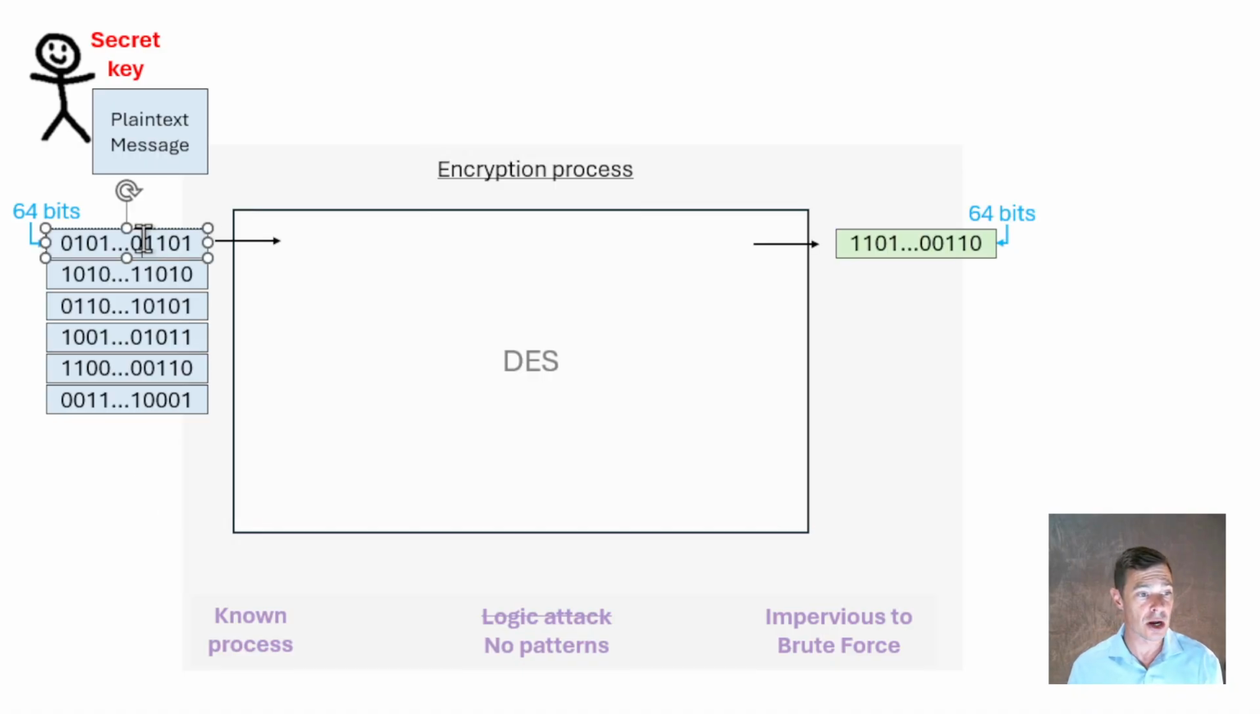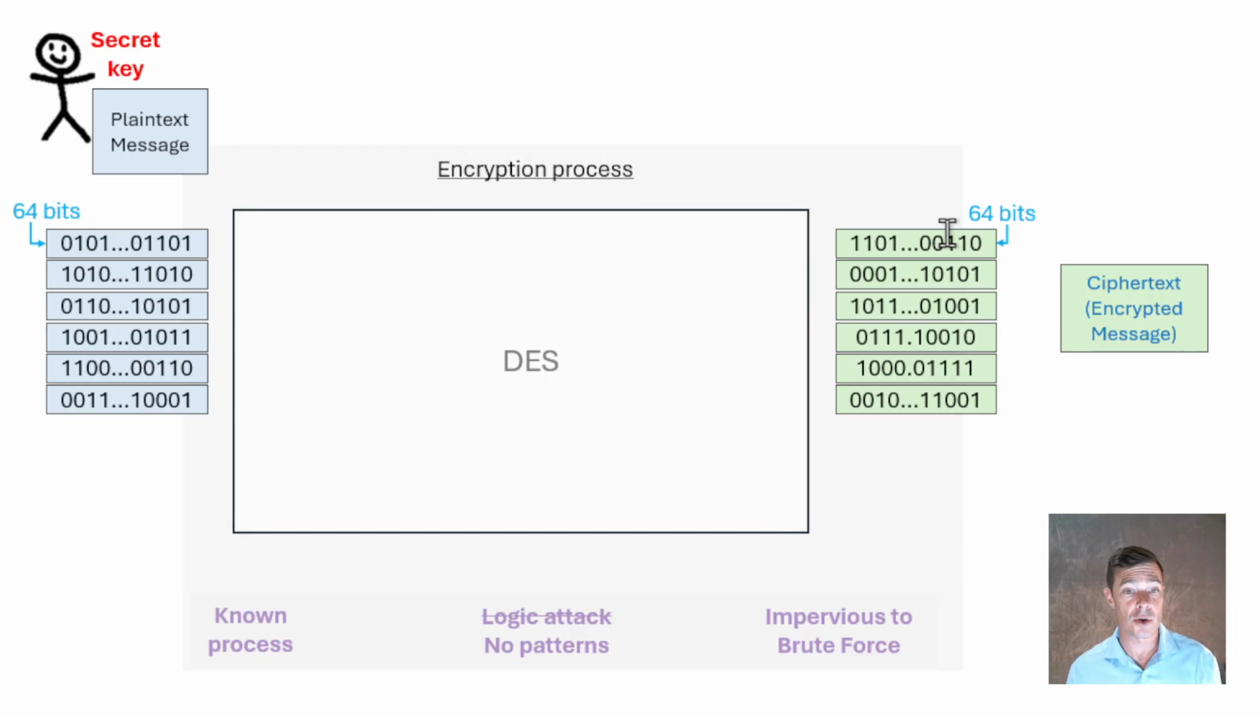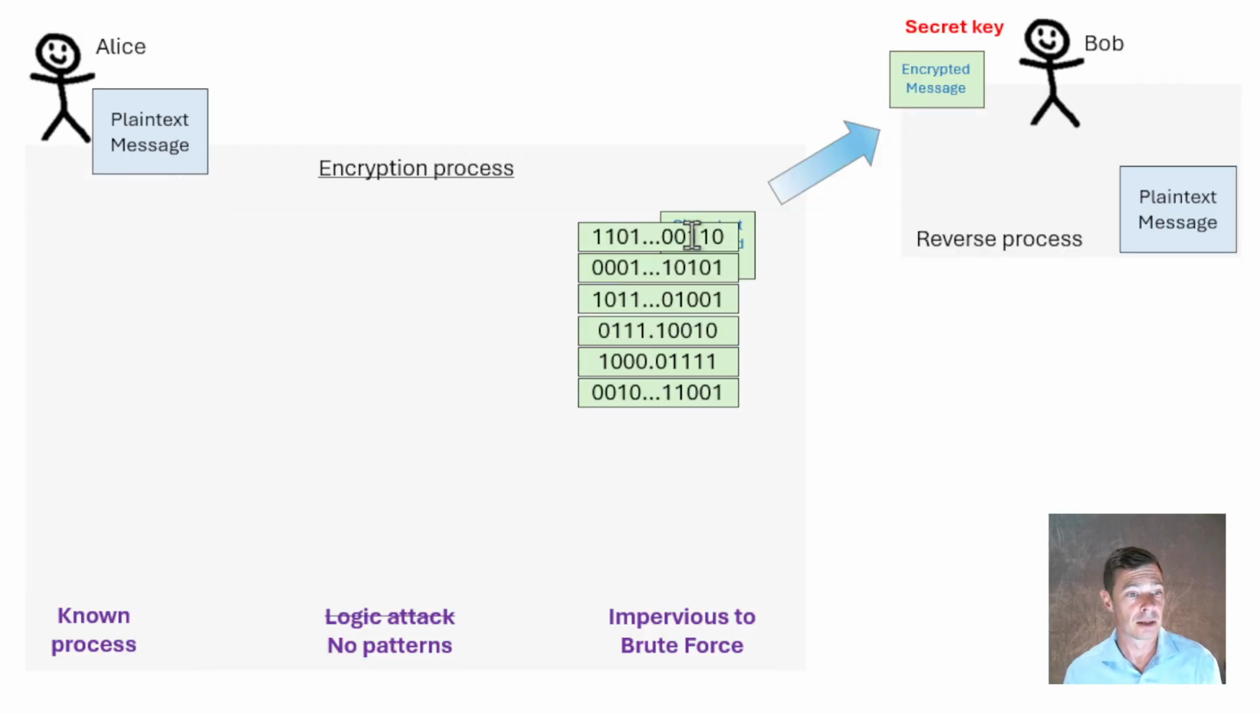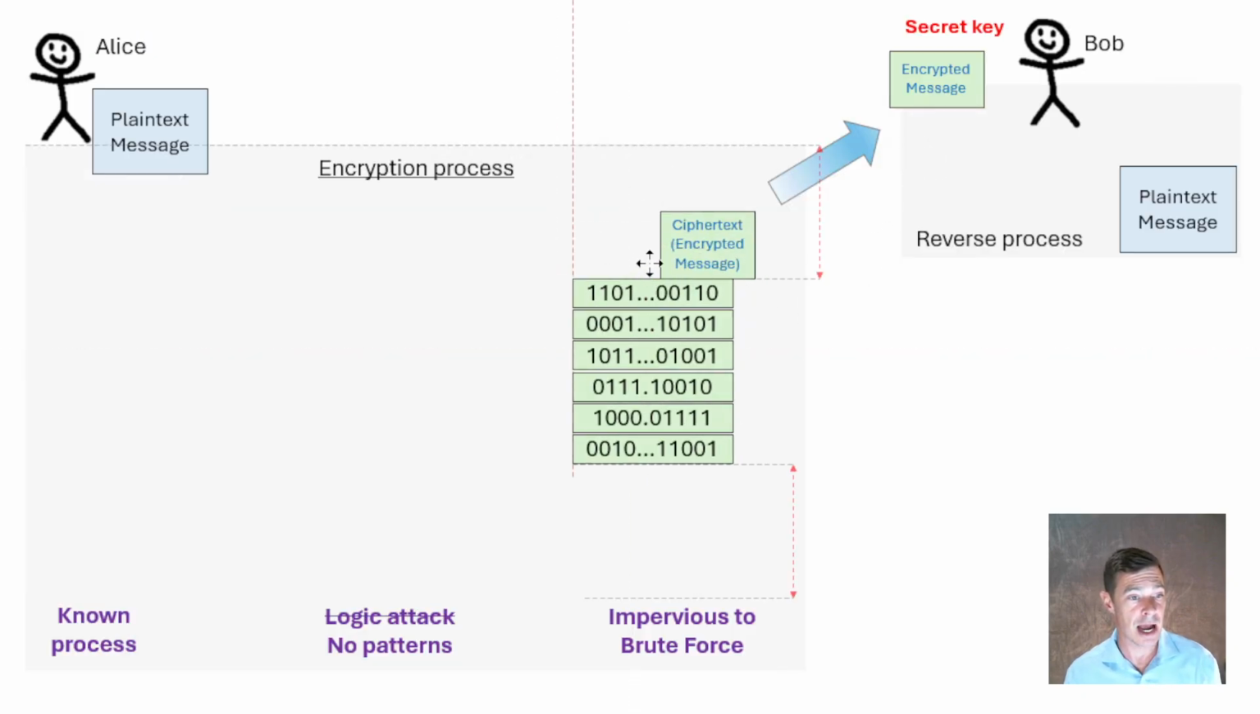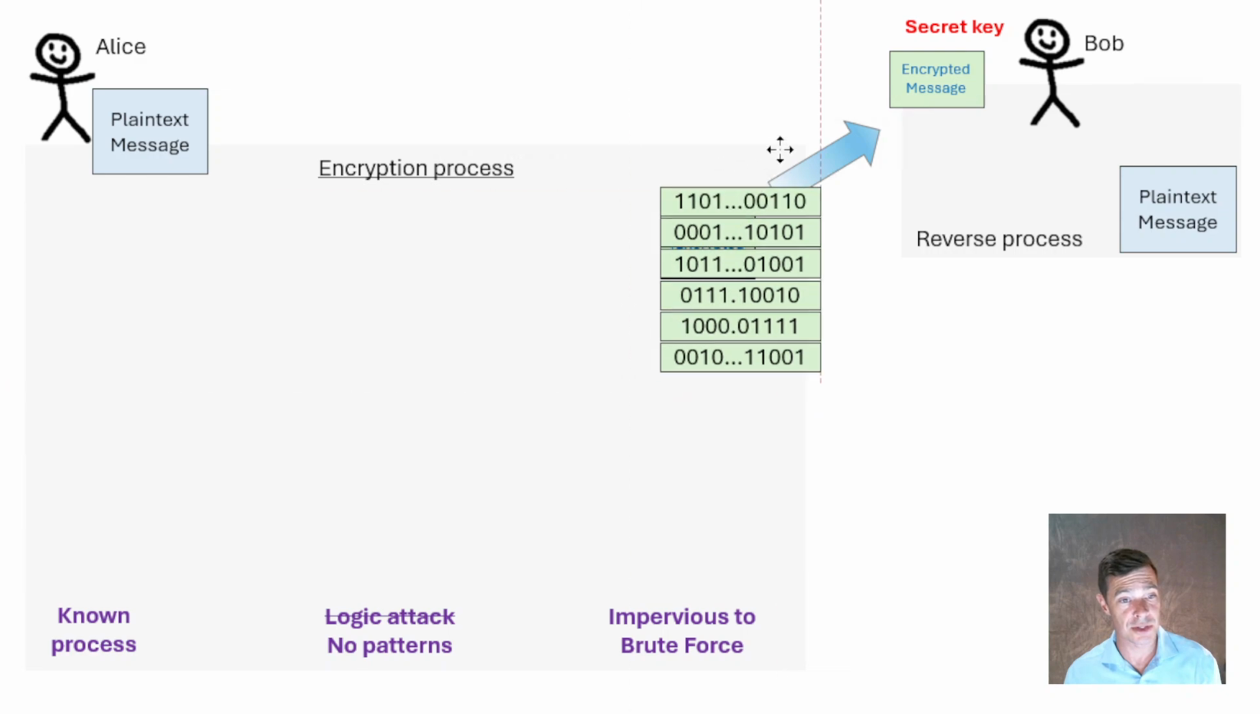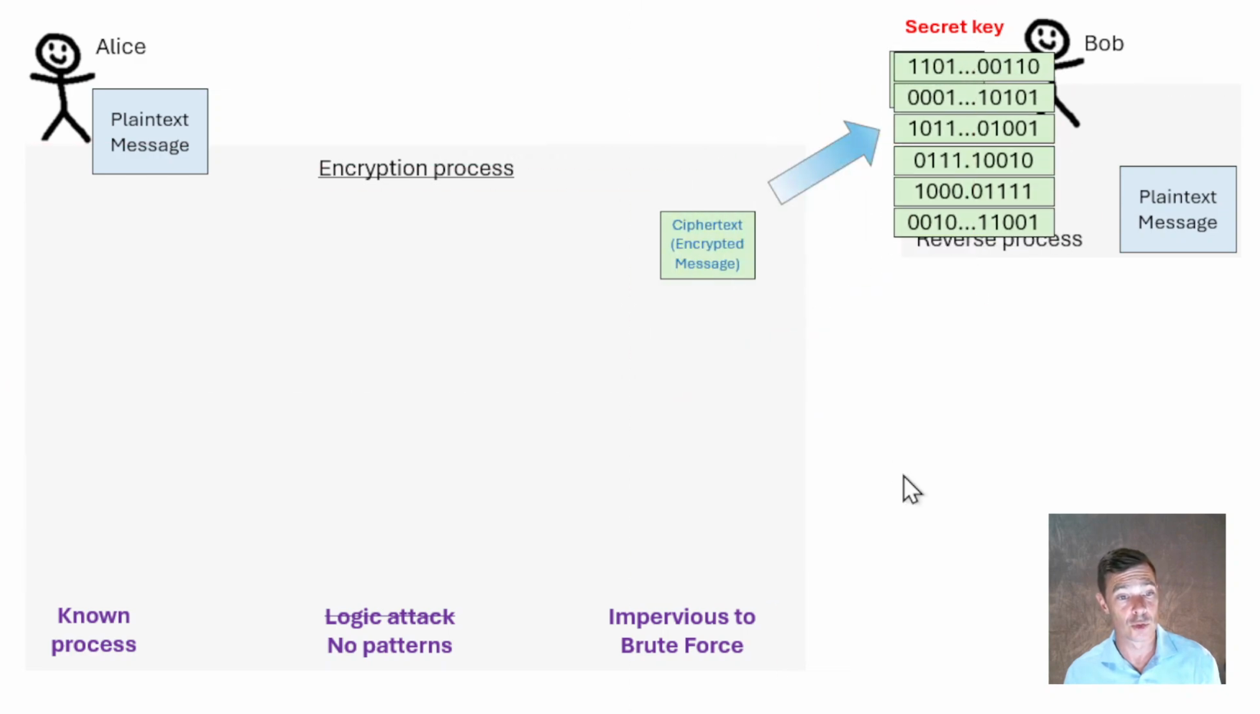And then each chunk is going to go through the DES encryption process by itself and come out as a ciphertext or encrypted chunk. Our result is a stack of encrypted chunks, which together constitute the ciphertext message. This whole stack is what Alice creates, and then Alice sends the whole stack to Bob.